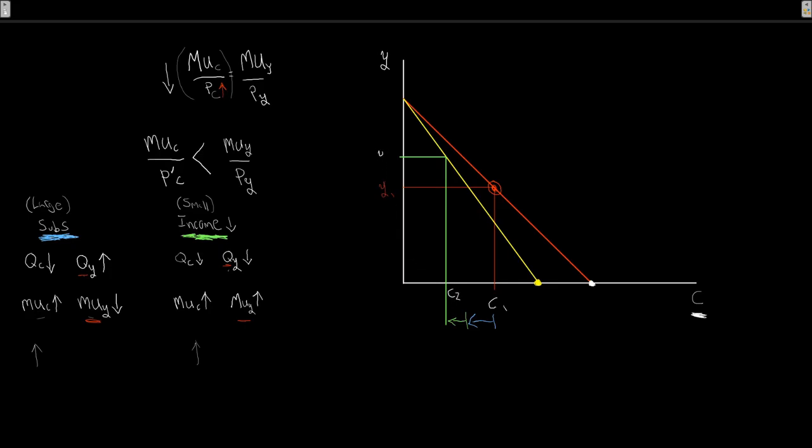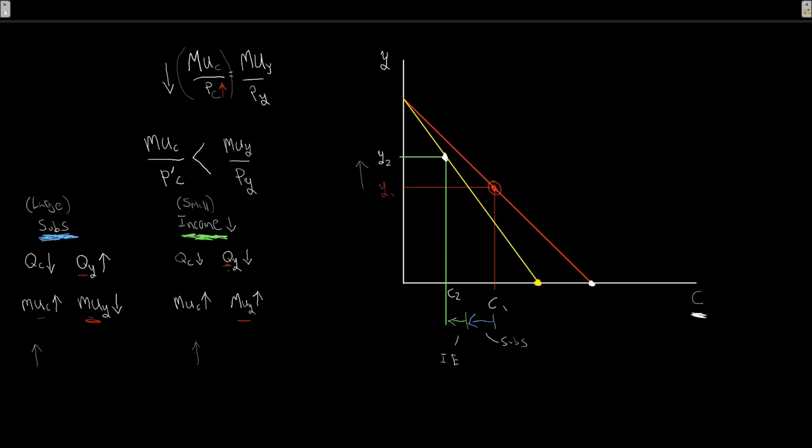C2 and Y2, such that altogether, there's my substitution effect working through, there's my income effect working through, and then less cookies, altogether, more of everything else occurring. So two effects working through, ultimately giving me my final outcome and my new consumption bundle on my new budget line. So that's if we had a price increase.